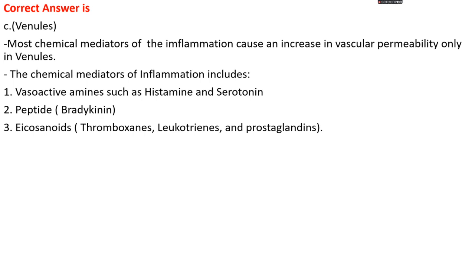Chemical mediators of inflammation include vasoactive amines such as histamine and serotonin, peptides, for example bradykinin, and eicosanoids, that is thromboxane, leukotrienes, and prostaglandin.